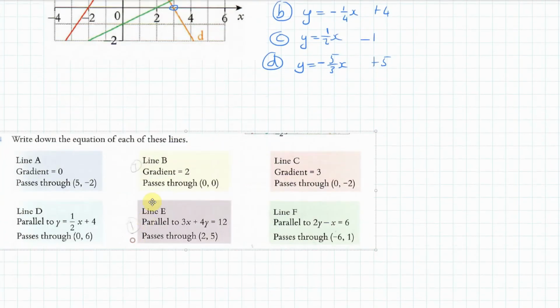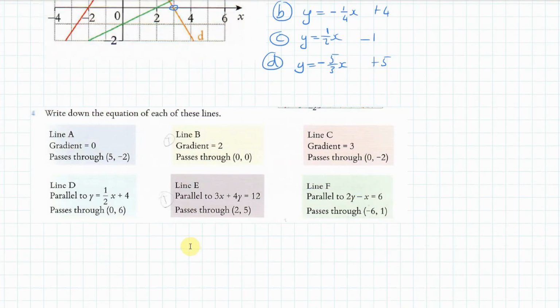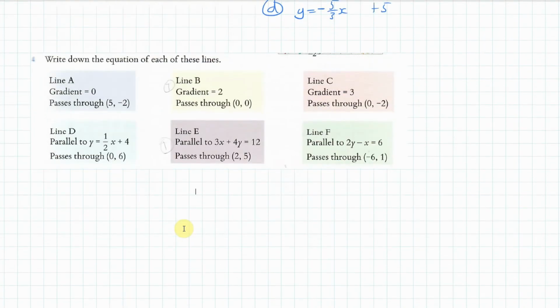Now, for part 4, we've got to write down the equation of each of these lines. And so for A, we're going to say it's got a gradient of 0, which means it's a horizontal line, doesn't it? Okay, and it passes through 5, negative 2. So this is a y graph. Y graphs are the horizontal ones. y equals negative 2. Alright, B, got a gradient of 2 and it passes through the origin. So it's y equals gradient 2x plus 0. It crosses at 0, 0. Or we can rewrite that as y equals 2x.